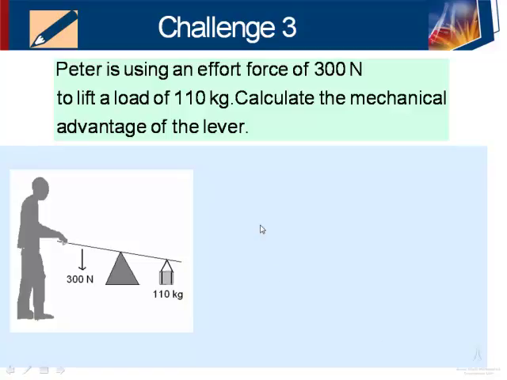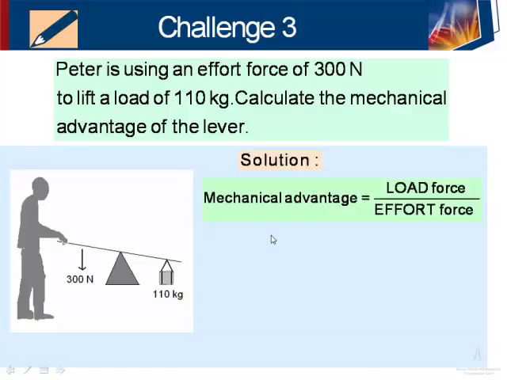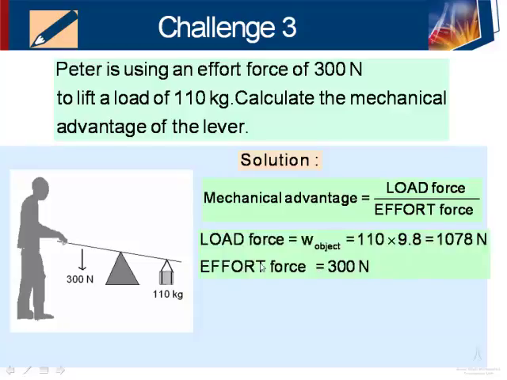Let's look at the solution to challenge number 3. We are asked to calculate the mechanical advantage, and this equation is the load force divided by the effort force. First of all, we need to calculate the load force. Remember, the load force will be the weight of the object, which equals 110 kilograms, which is its mass, times acceleration. And we need to therefore multiply by 9,8 meters per second squared times 110 kilograms, which gives us 1078 newtons. This force is therefore in newtons.